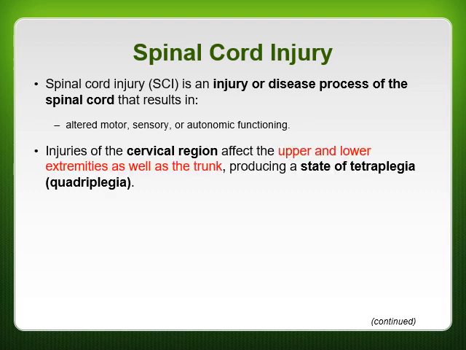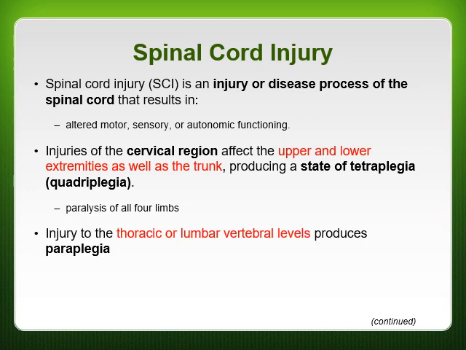Injuries of the cervical region, so looking at the cervical spine, right, closer to your neck, affect the upper and lower extremities as well as the trunk, and that produces a state of tetraplegia, otherwise known as quadriplegia, which again is impairment in all 4 limbs, upper and lower, as well as in the trunk. So this says paralysis. It's not necessarily paralysis, okay? It is impairment, significant life-altering impairment in all 4 limbs.